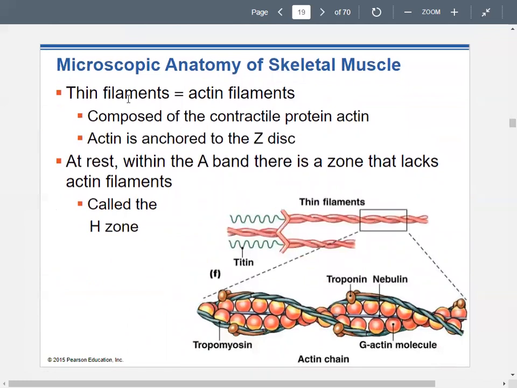All right, the thin filaments are the actin filaments that have the actin protein. And the Z discs are the anchors for your thin filaments, right? They're in the middle. So when you're at rest, there's a zone where there are no thin filaments, no actin. That's your H zone. All right, remember we showed you the H zone?